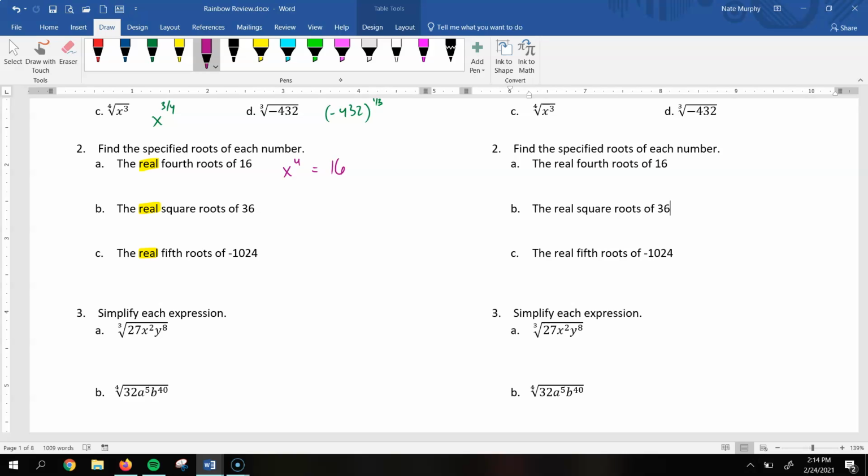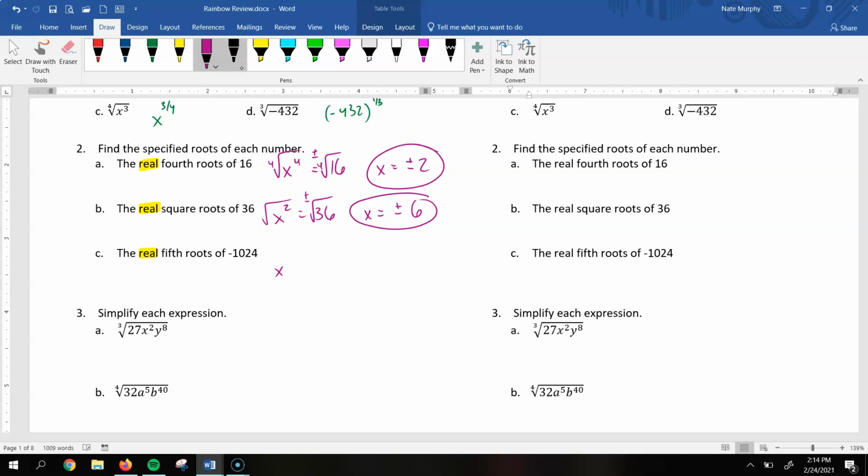So we would take the 4th root of each side, and anytime we take an even root to solve this, there's going to be 2 possible answers. Okay, so there's going to be a positive and a negative. And the 4th root of 16 is 2, so your answer here would be plus or minus 2. Letter B, we're trying to find all the real square roots of 36. So if I take the square root of both sides, again, I would end up with a plus or minus. So we're going to have x equals plus or minus, square root of 36 is 6.